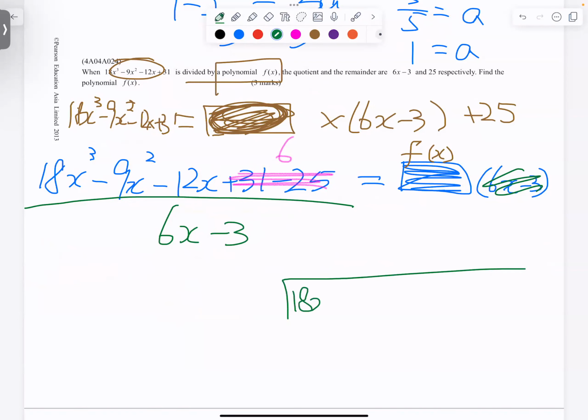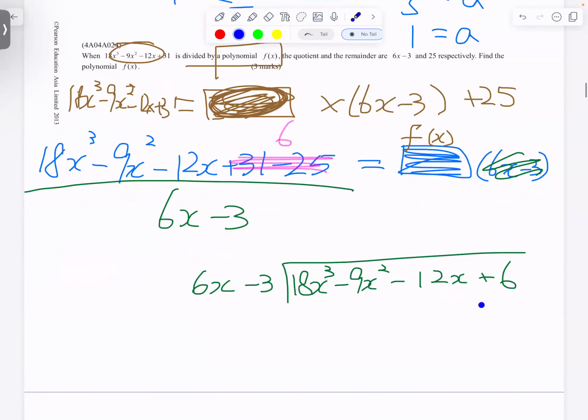18x cubed. So this thing divided by this. You will find the things on top. But of course, in this question, you should not have any remainder now because there's nothing to be added here. So if you find a remainder now, that means you did something wrong as well. So you quickly do the question and see what you get.